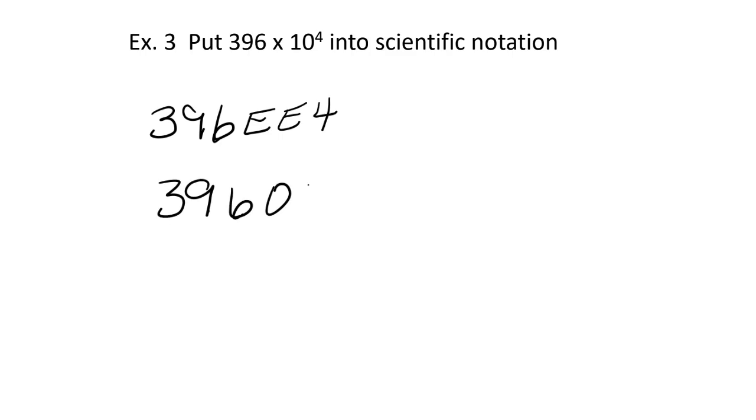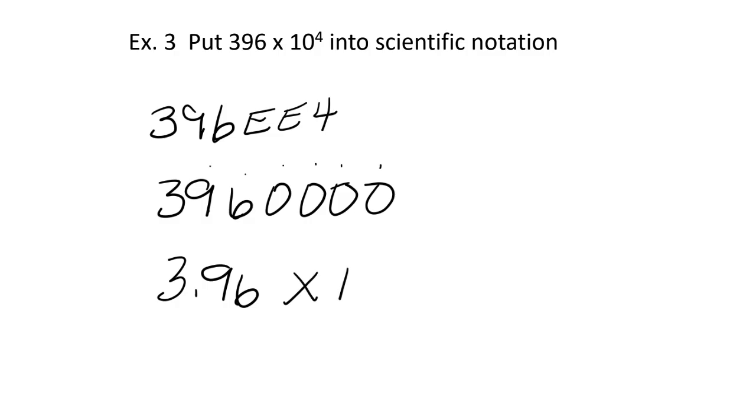Okay, so what you're going to do is you're going to put in the calculator 396 EE4. What that EE means is times 10. That's what it stands for, times 10. So when you do that in the calculator, you get 396 with 4 zeros after it. Now it's easy to put into scientific notation. It's going to be 3.96, and there's 1, 2, 3, 4, 5, 6 places after the decimal. So there's your answer.